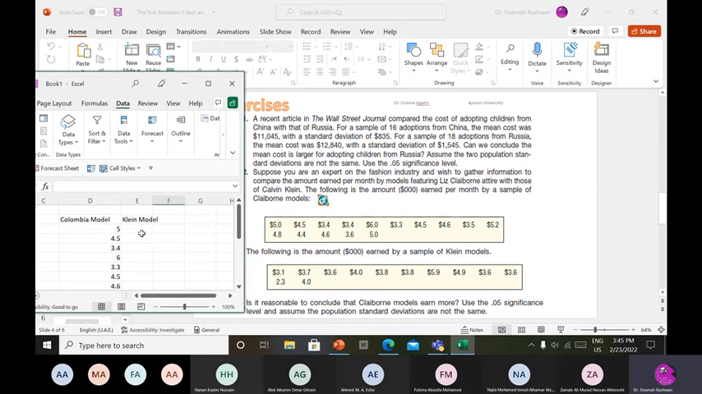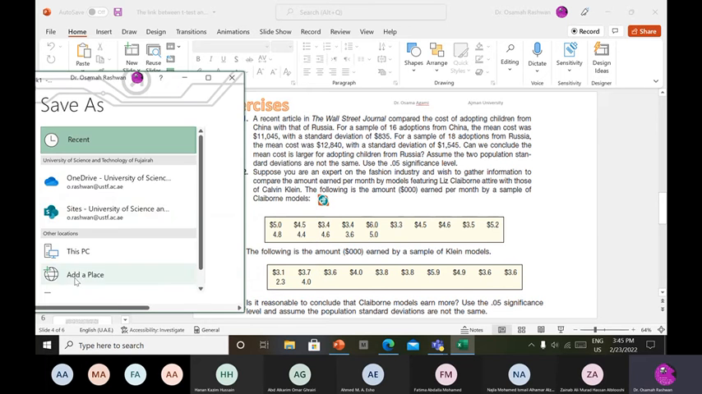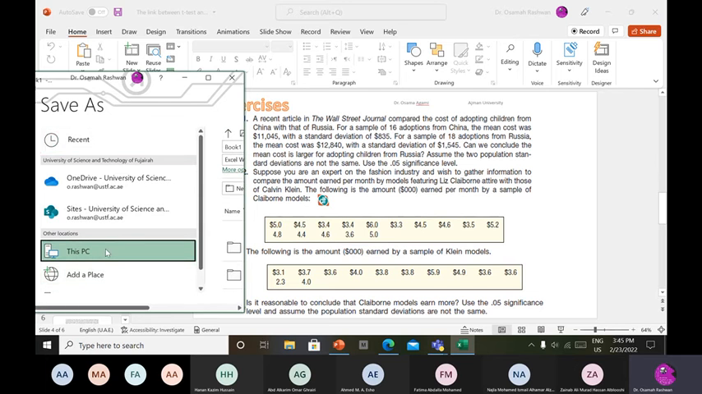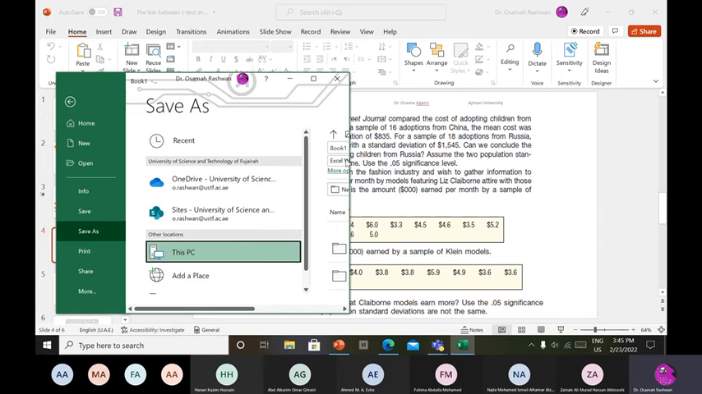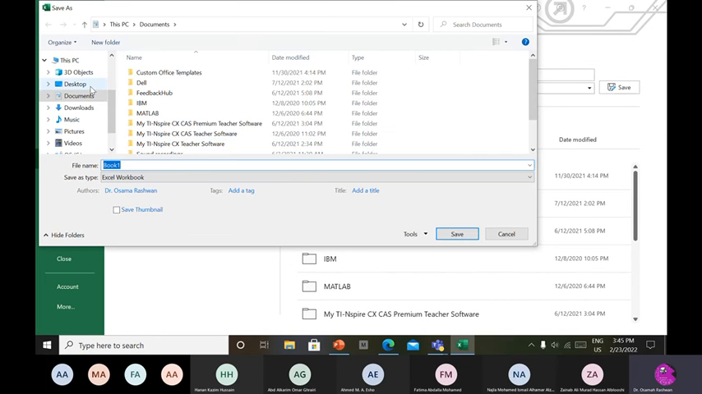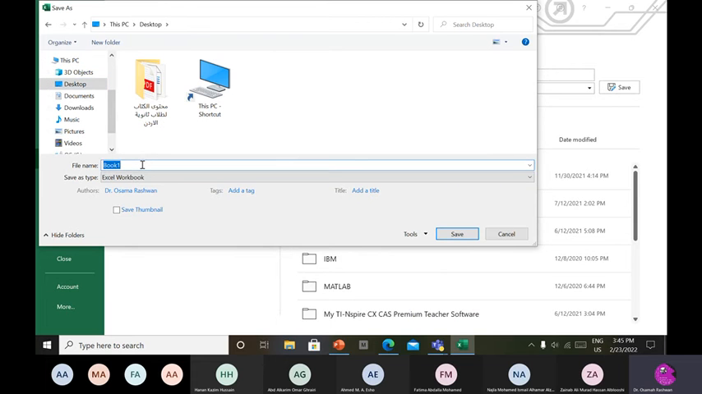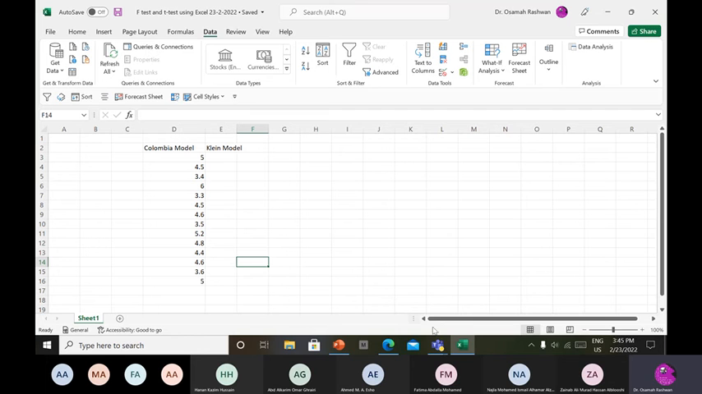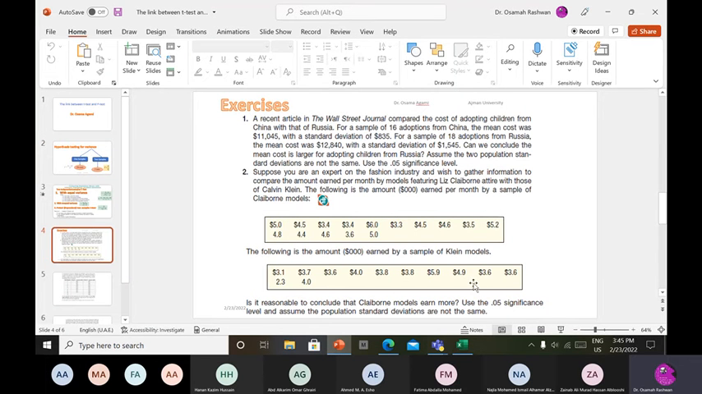Okay. I have to save it from time to time, just in case, right? So I keep it on my desktop. Okay. And I give it the date. F-test and t-test using Excel. Okay, and give it date. Now I'll go back to my data.